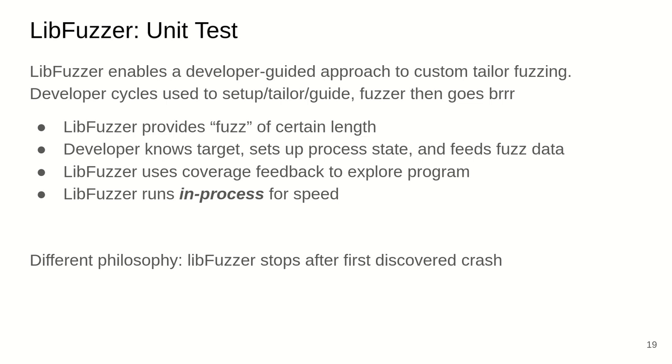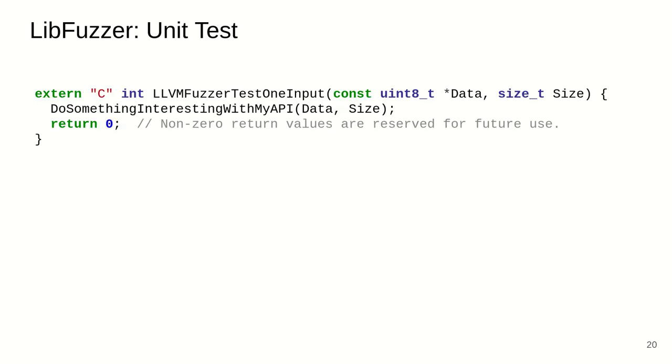LibFuzzer then uses coverage feedback to explore the program and runs in process for speed. So the philosophy is quite different, right? Here the idea is that LibFuzzer will stop after the first discovered crash and simply report, we found a crash, we're done, and it's all good. So this is a slightly different philosophy from AFL, which tries to find as many bugs as possible. So it's a trade-off. LibFuzzer is more focused as a developer tool, whereas AFL just tries to find bugs broadly across many different targets.